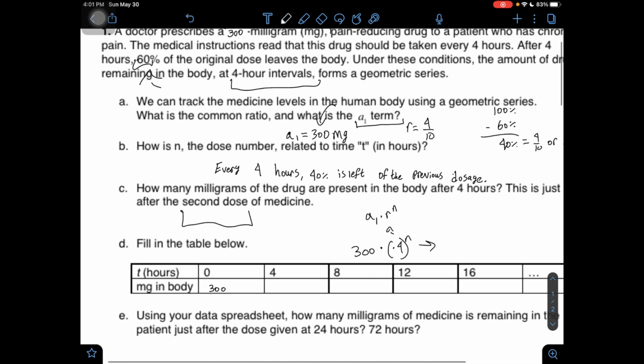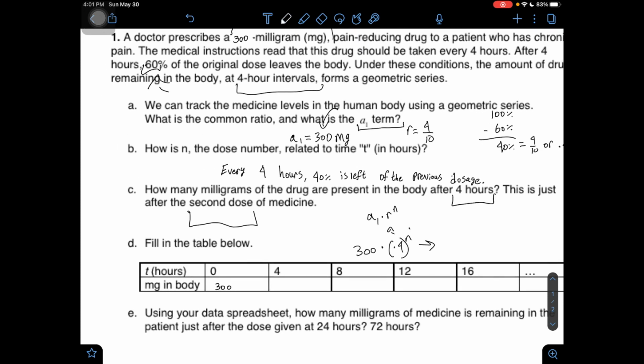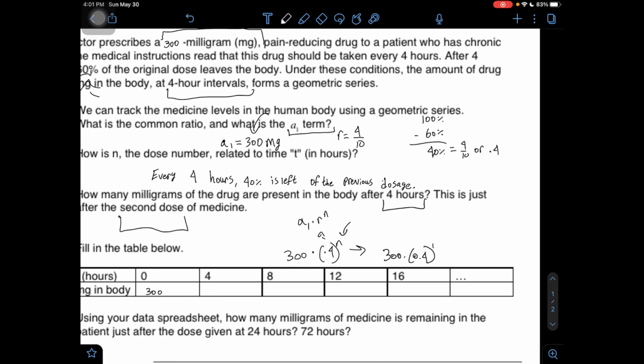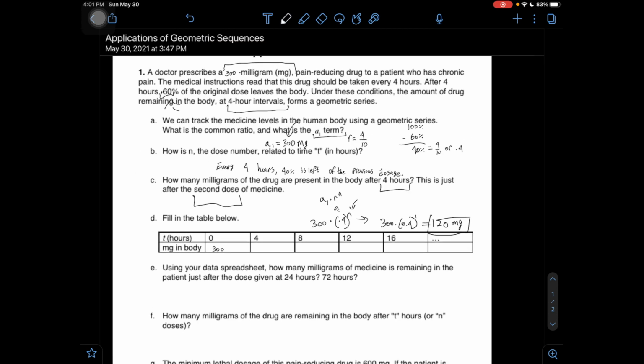Well, we know that this is after 4 hours, and we know that every N, or every interval, is 4 hours as stated in the original paragraph. So we know that N equals 1, so we have 300 times 0.4 or 4 tenths to the power of 1. And this just gives us 120 milligrams. That is our answer for 1C.